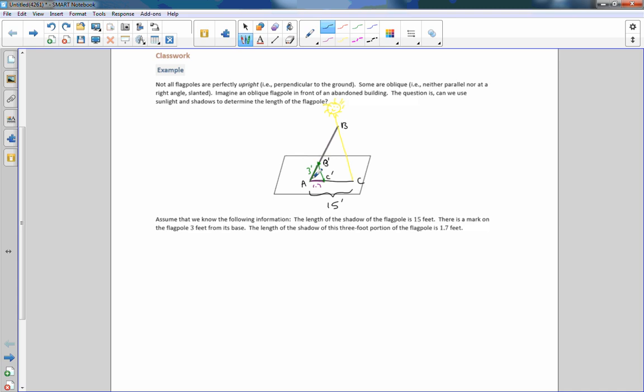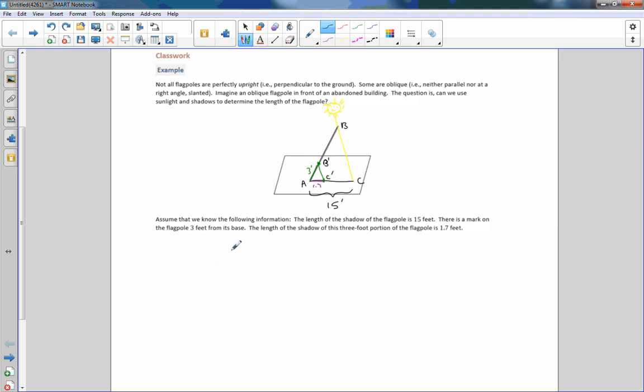So angle A is congruent to itself because it's in both triangles. And angle AB prime C prime, this angle here, is going to be congruent to angle B because they're corresponding angles on our transversal that cuts through two parallel lines. All right, so we know they're similar. And so since now we have similarity, we can set up proportions.